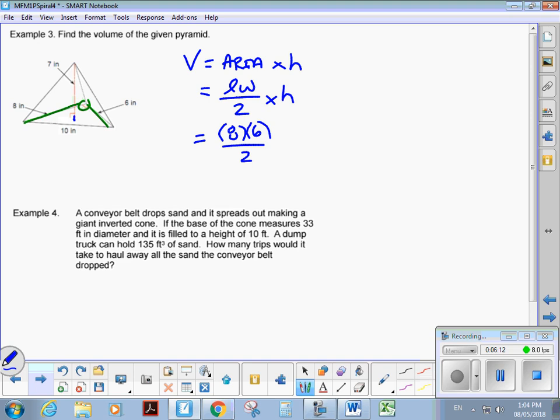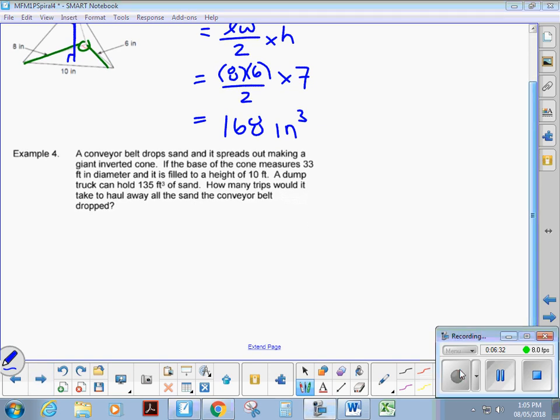And the height is indicated by that right angle showing the altitude. So multiply by 7. So 8 times 6 times 7, divide that by 2. And we get 168 cubic inches, or inches cubed.